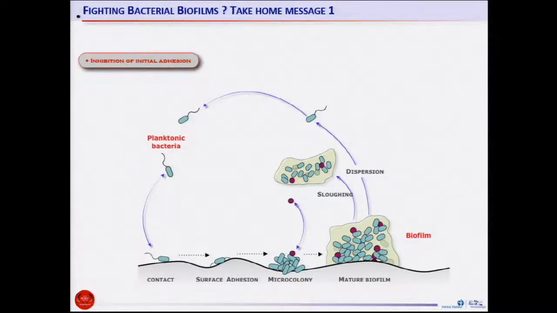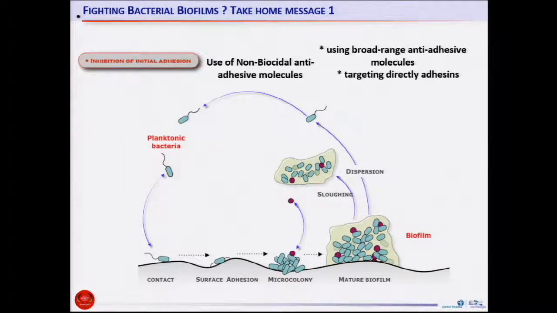Okay, so the first take-home message would be, if you want to inhibit initial adhesion, you can use non-biocidal anti-adhesive molecules. They can be of broad range activity, like the one I just presented. You can also develop molecules that will target specific adhesins of the bugs that you're working with, and then eventually you will inhibit only that bacteria and not the other. That can sometimes be important in some applications. What is important here is that you will limit the toxicity, and more importantly, you reduce the risk of resistance, because you're not killing the bacteria, you're just pushing it away, so that the immune system, for example, will be able to handle it.